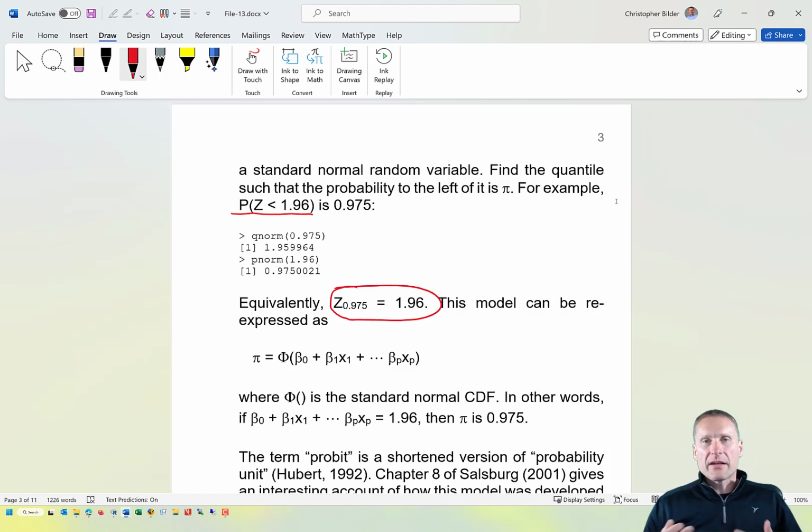Equivalently, we've talked about it in this context before, where the 0.975 quantile from a standard normal distribution is 1.96. How do I find that? I can use the qnorm function, for quantile normal, to find the 0.975 quantile. Conversely, one could look at the pnorm function to find the probability that Z is less than 1.96, and you get 0.975.